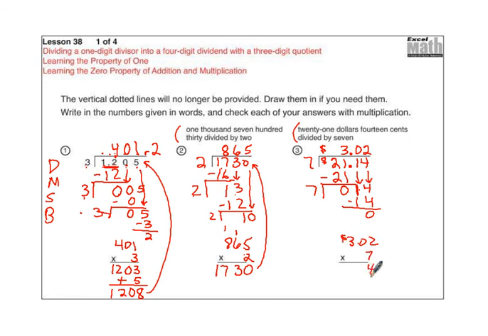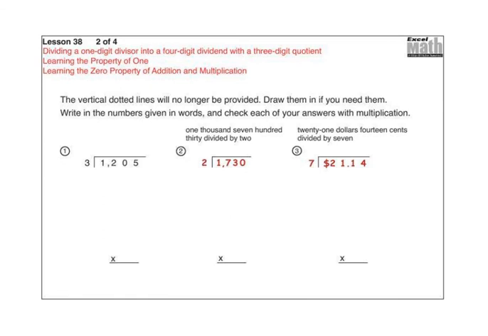7 times 2 is 14. 0 times 7 is 0, plus 1 is 1. And 3 times 7 is 21. This matches up, so I'm feeling good about my answer. All right, here are, that's with the problems filled in.